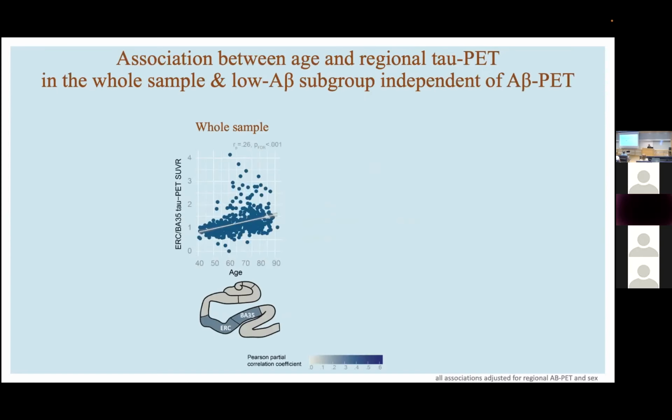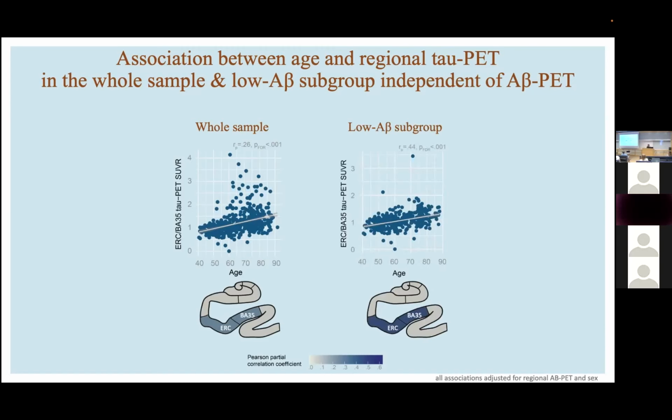So first of all, we looked at the association between age and tau PET in the earliest region of tau. So there's entorhinal cortex BA35, as you can see in the figure below, and the association with age. This also shows again the strength of the association. And we see that binding increases in both the whole group and also this low amyloid subgroup with age.